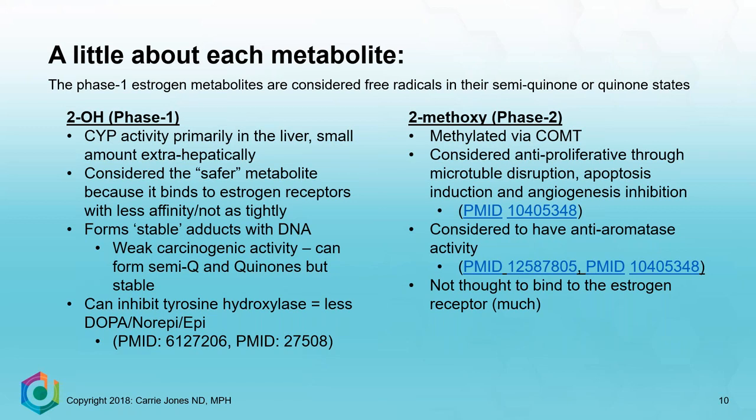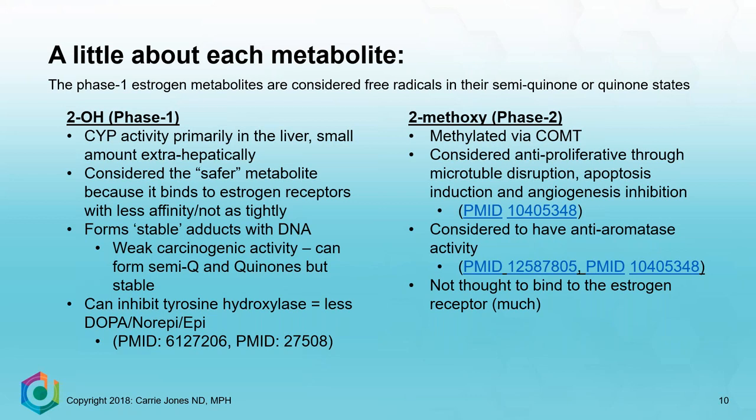And you'll see there that the 2-hydroxy, which of course is the phase 1 metabolite we're talking about, is considered the safer metabolite because it does bind to estrogen receptors, but it's not as tight. It doesn't bind with as much affinity as the 4 or the 16-hydroxy. And while the 2-hydroxy can form the semiquinone and quinone states, they're what's considered a stable adduct, which is much, much, much safer when it comes to DNA mutation. I'm going to talk about that in a little bit.